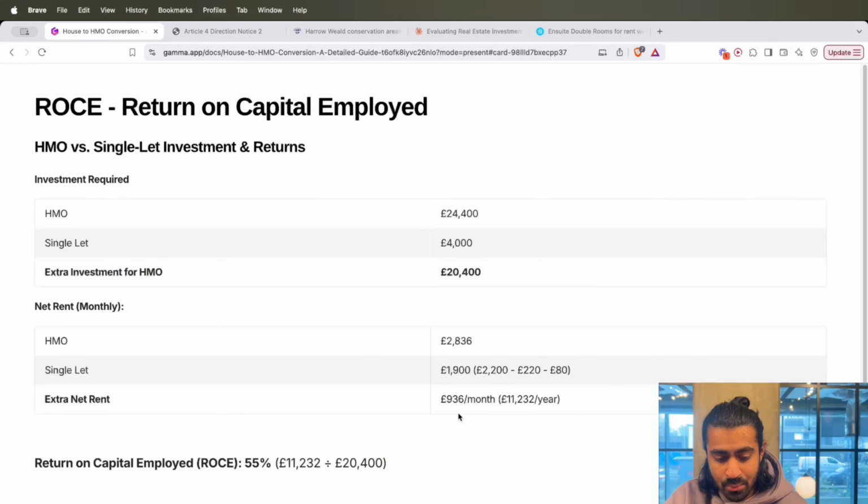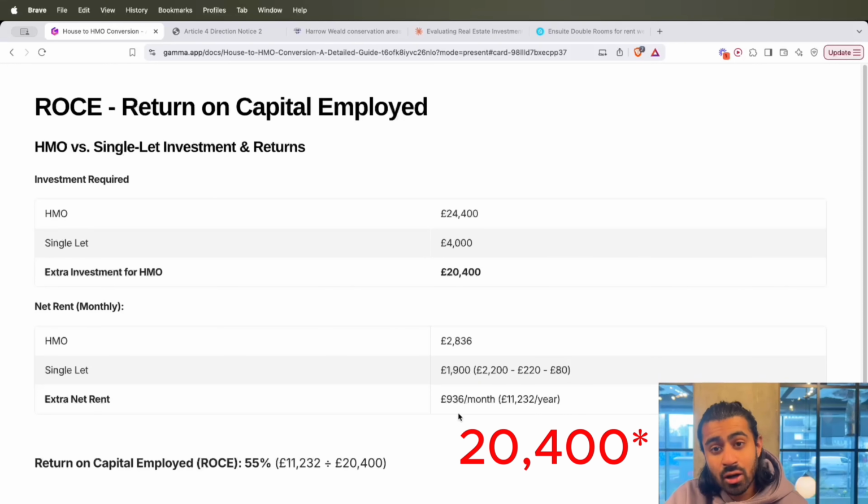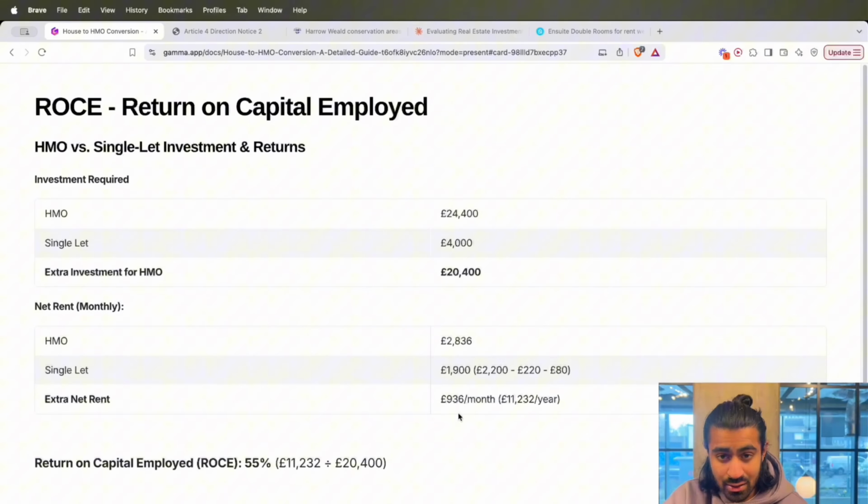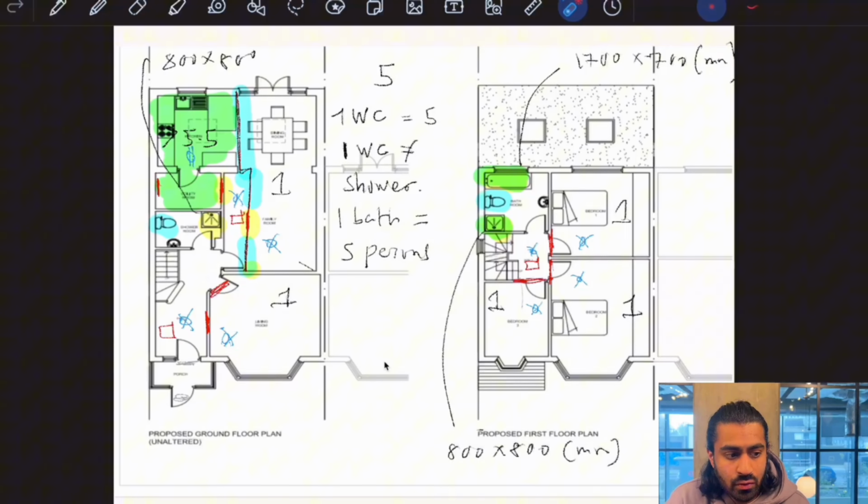So the return on capital here is around 55%, which essentially means that in 2 years you would get your extra £24,400 back, and then after the third year, you would then exhibit profits. And this is obviously in an ideal case. Managing a HMO obviously has way more different rules, higher risk in terms of licensing and things like that, but in general, this would be the kind of calculations to go by. So yeah, I hope that was of interest.